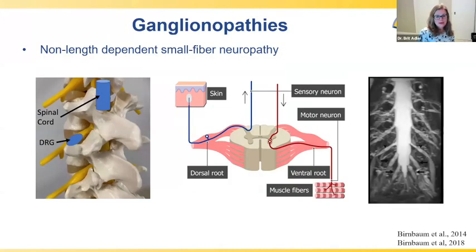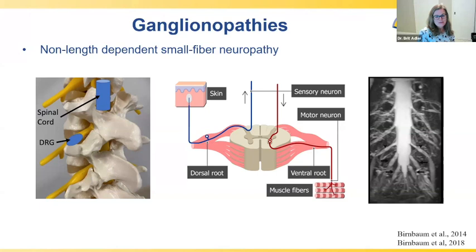And so many patients with Sjögren's who have non-length dependent small fiber neuropathies can actually have inflammation of their ganglia, called a ganglionopathy. And I just want to talk briefly about this because it's very interesting. The dorsal root ganglia is a cluster of nerve cell bodies that runs down on the side of the spinal cord. It is responsible for transmitting sensory signals from the environment or from the skin through the spinal canal up to the brain so you can process those sensory signals.